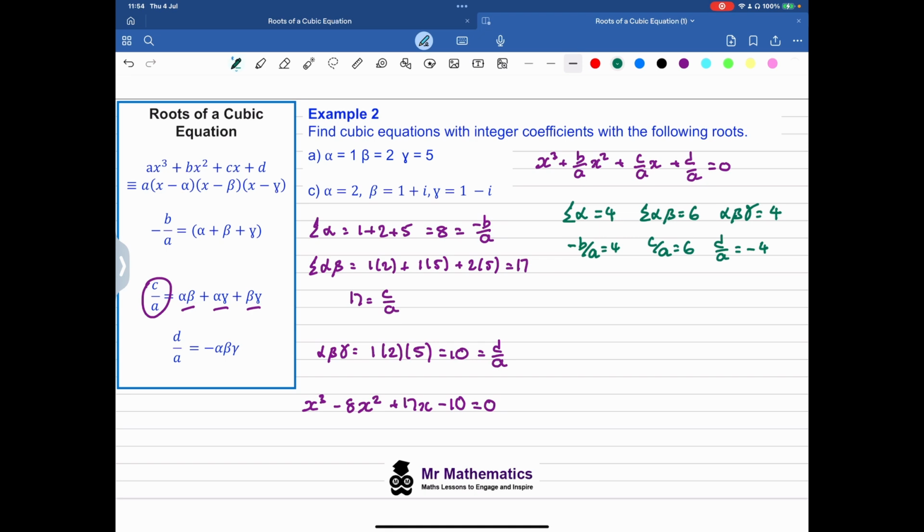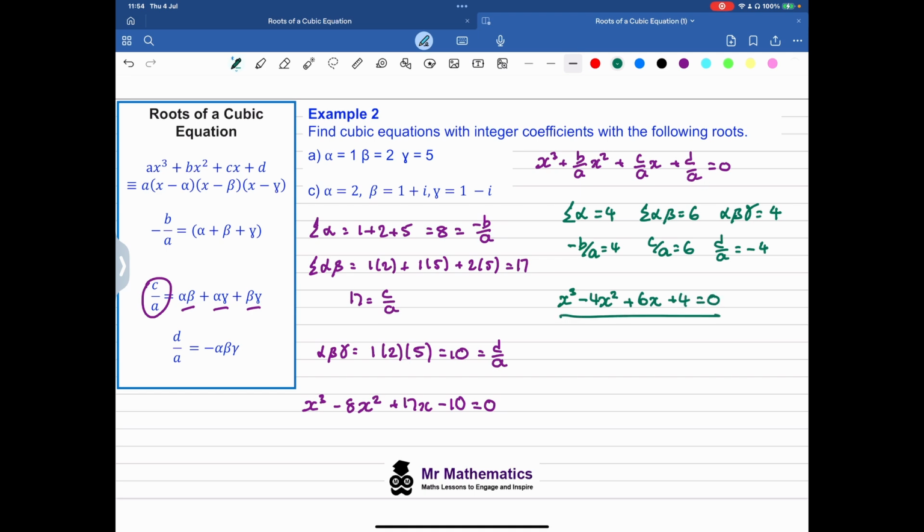And then we can substitute each of these into our equation here. So we've got x cubed minus the 4 to make this positive, x squared, plus the 6x, and then we need a negative 4 to give us a d over a term. So this becomes positive 4, and this will equal 0.